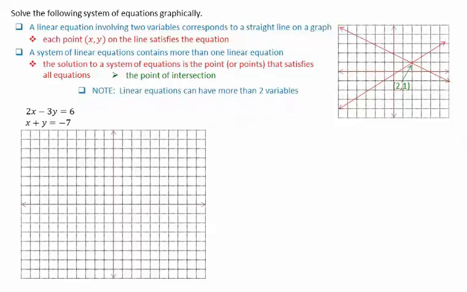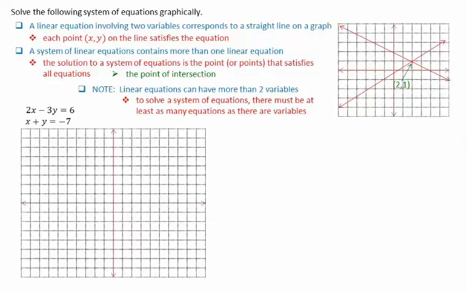Note that linear equations can have more than two variables. However, to solve a system of equations, there must be at least as many equations as there are variables. For two variables, there must be two equations. For three variables, there must be three equations.